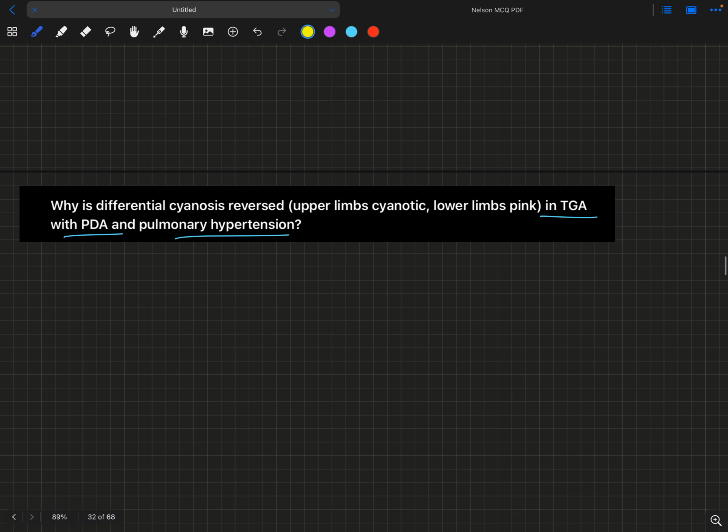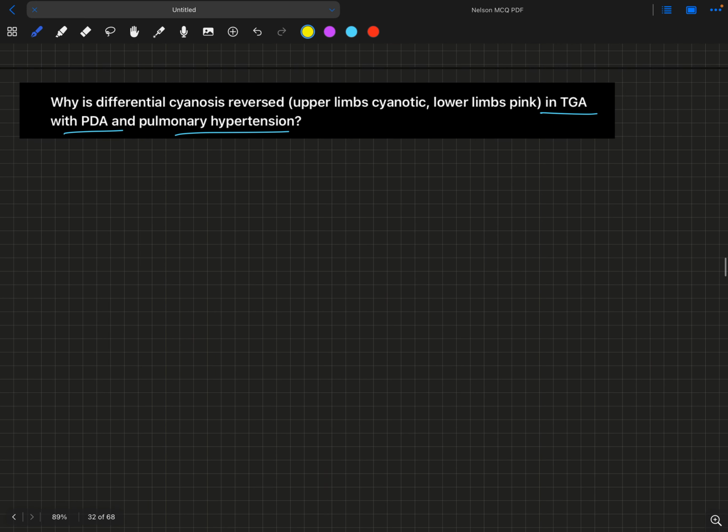Now here is another condition where differential cyanosis is reversed. Upper limbs become cyanotic and lower limbs become pink in TGA with PDA. It's a very important condition. Let's discuss it. TGA means transposition of great arteries.